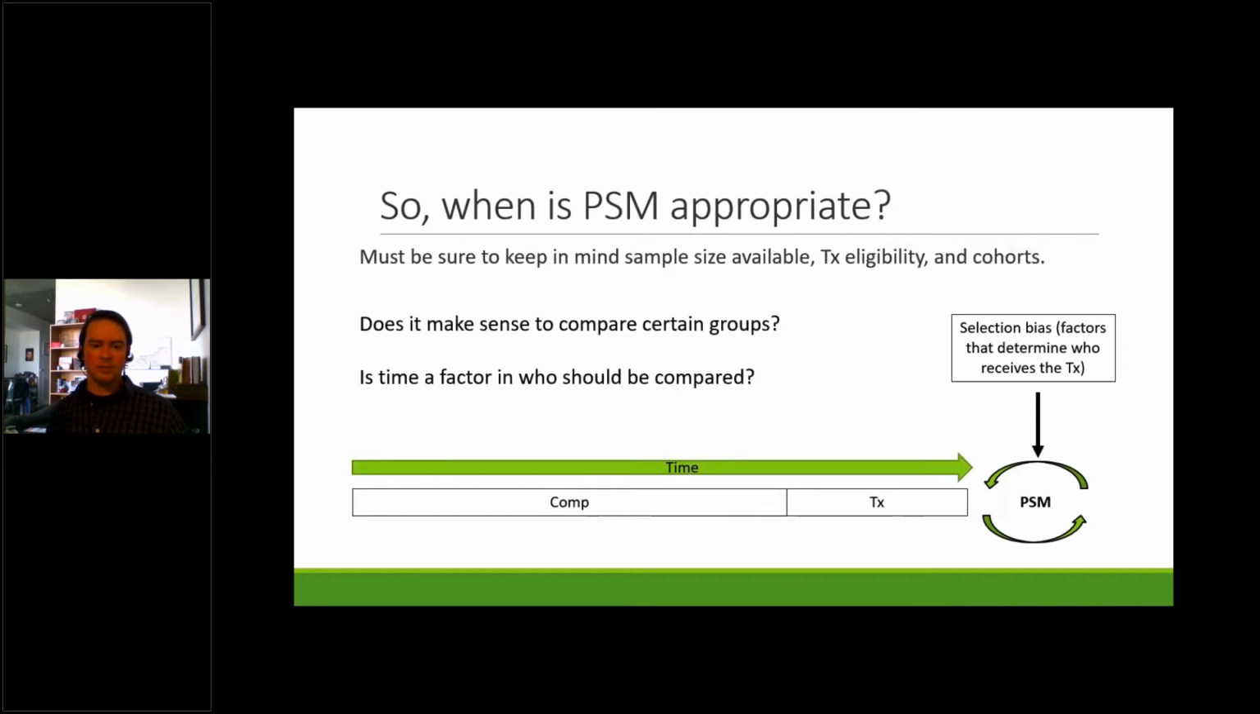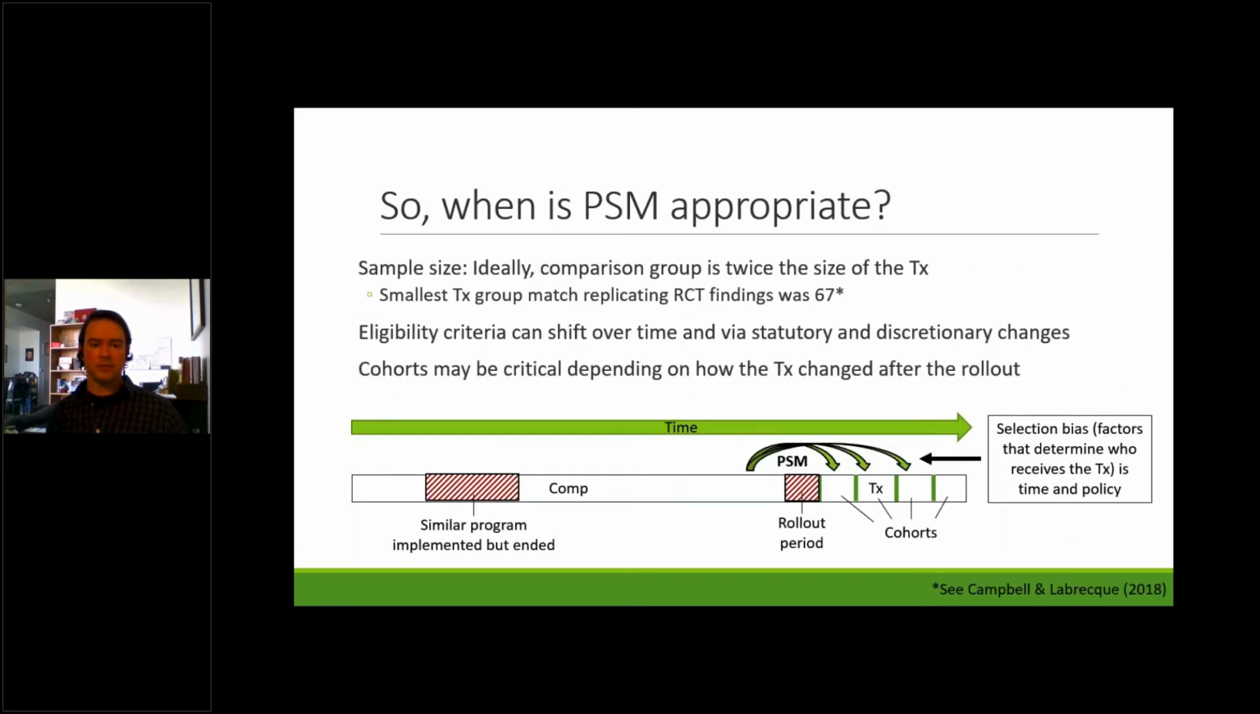We also must be sure to keep in mind factors like the sample size that's available to us, the areas related to the treatment eligibility, and potential need for examining cohorts. In doing so, we have to think about whether it makes sense to actually compare certain groups of cases based on what they've experienced. In terms of the sample size, we ideally want a comparison group pool that is twice, if not 3 times the size of the treatments, ideally.